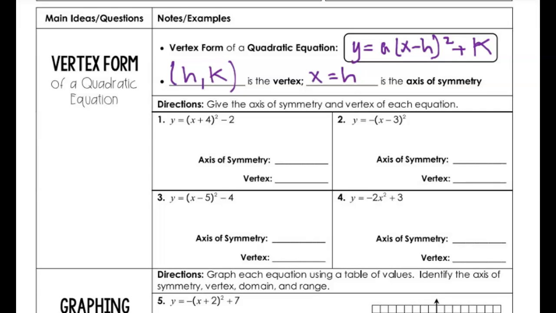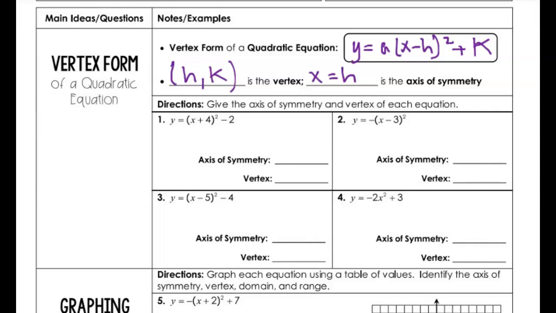it turns out that the two values h and k form the vertex, and that x equals h is the axis of symmetry. So if we see equations in this form, we should be able to pick out the values of h and k, and then take a look at the vertex and the axis of symmetry. So let's take a look at the first one.